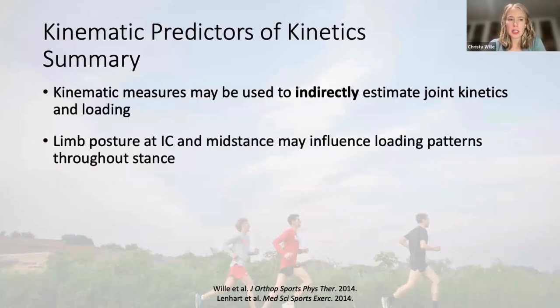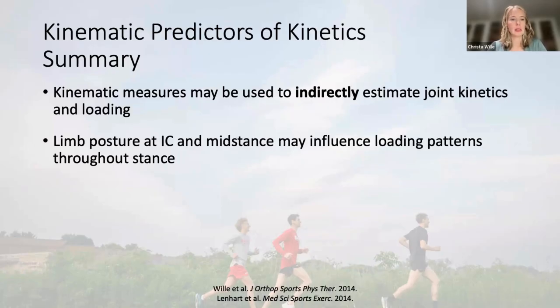So a quick summary or take home of that overview is that these kinematic measures that we have been talking about, a lot of the spatial temporal measures we've been talking about, can be used to indirectly estimate some joint kinetics and loading during running. And in fact, we saw a lot about the limb posture and the kinematics at initial contact, and a couple at mid-stance may in fact influence loading patterns that are occurring throughout stance.